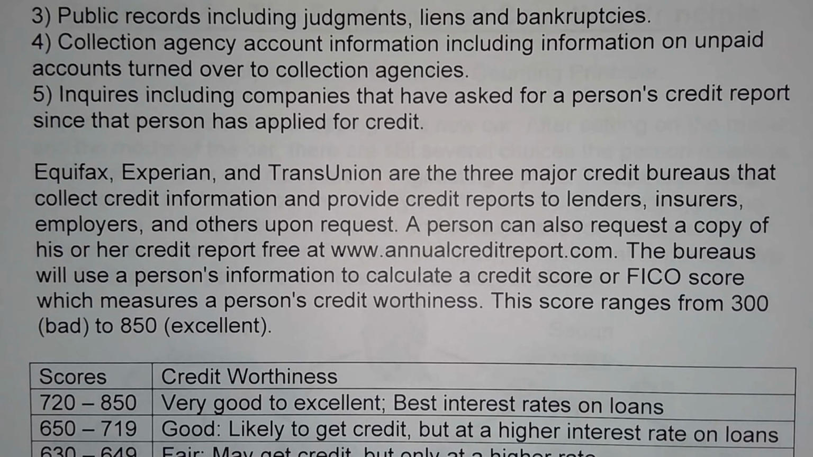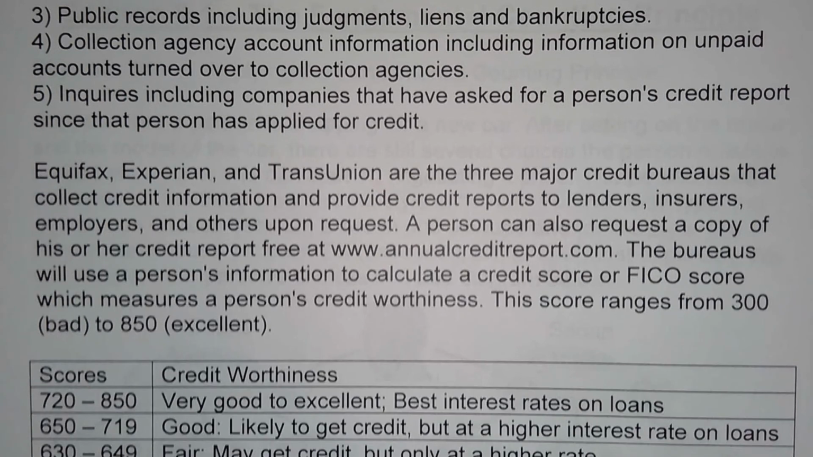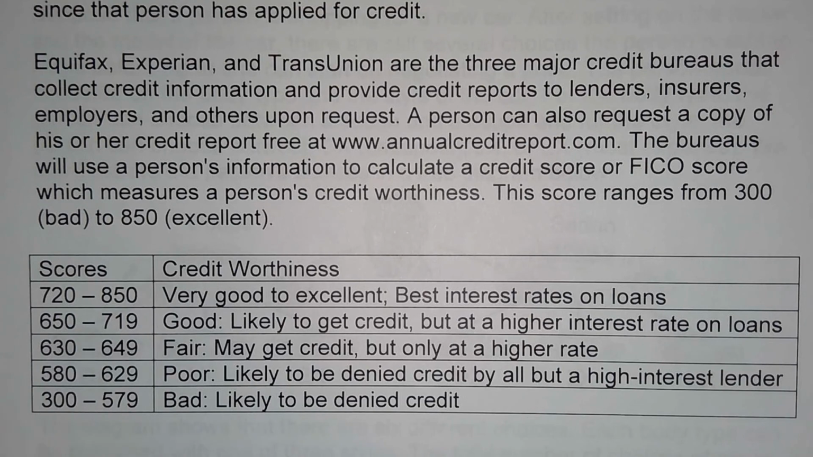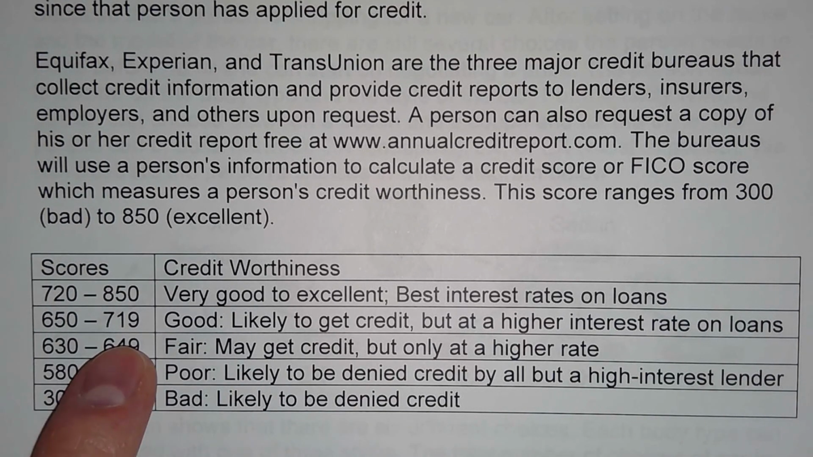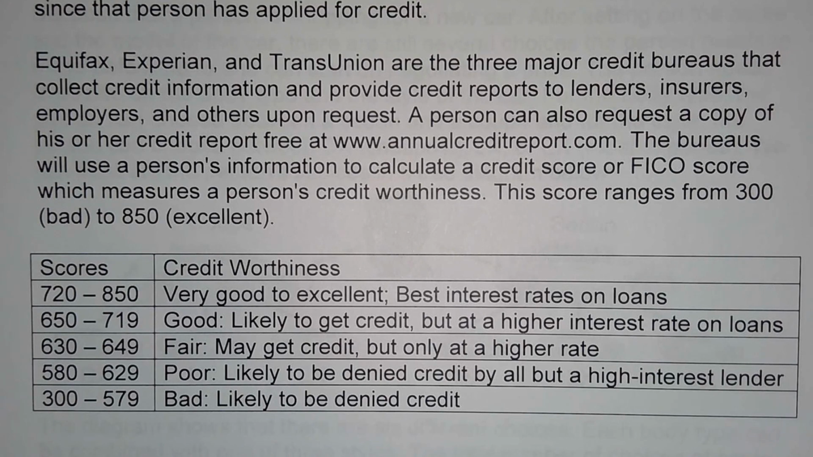Now, a person can also request a copy of his or her credit report free at www.annualcreditreport.com. The bureaus will use a person's information to calculate a credit score, or a FICO score, which measures a person's creditworthiness. The score ranges from 300, bad, to 850. So if your score is between 729 and 850, that's very good to excellent. Best interest rates on loans. 650 to 719 is good, likely to get credit, but at a higher interest rate on loans. 630 to 649 is fair, may get credit, but only at a higher rate.